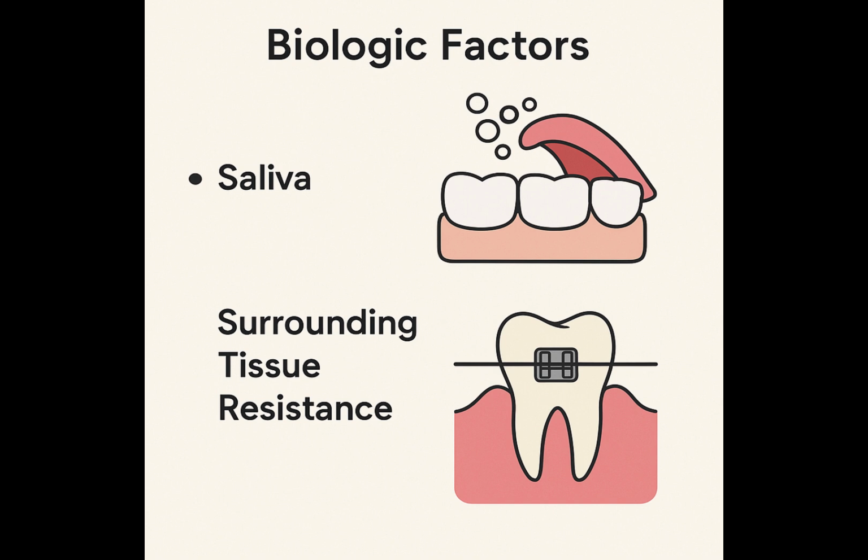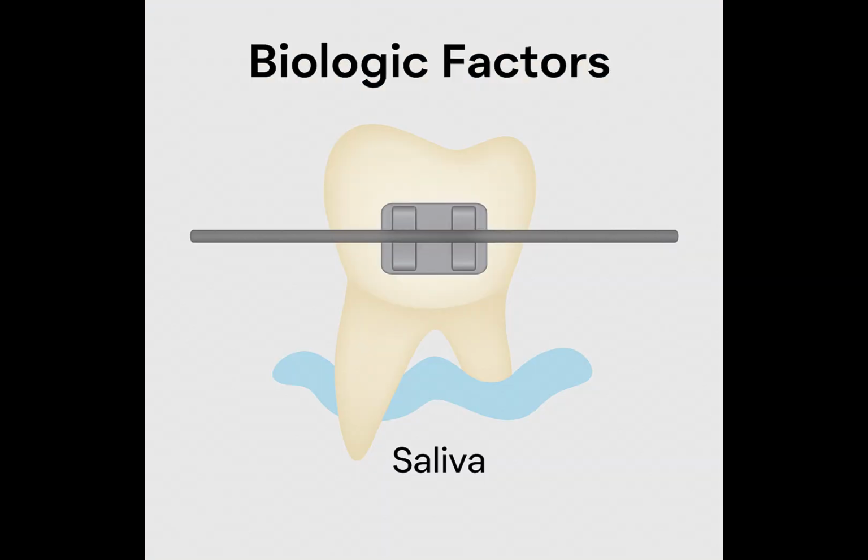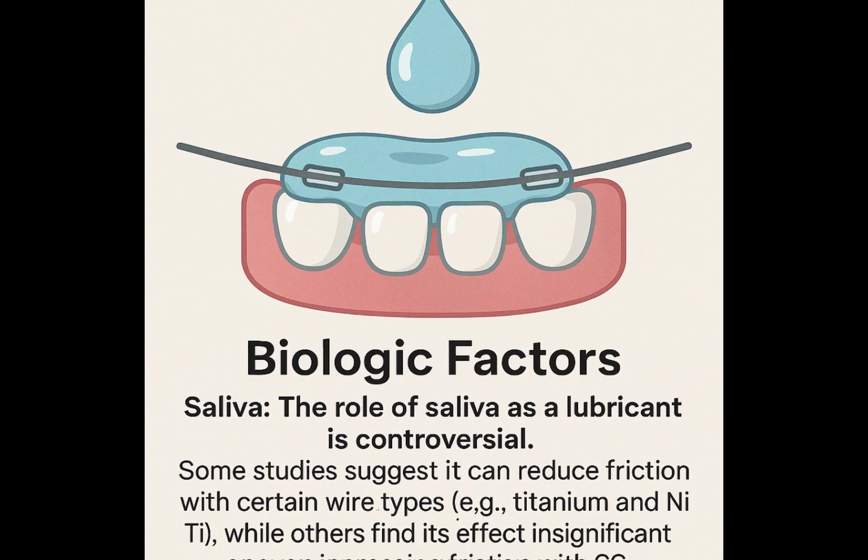Biologic factors, saliva. The role of saliva as a lubricant is controversial. Some studies suggest it can reduce friction with certain wire types.